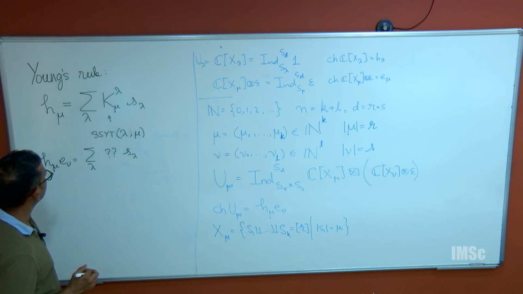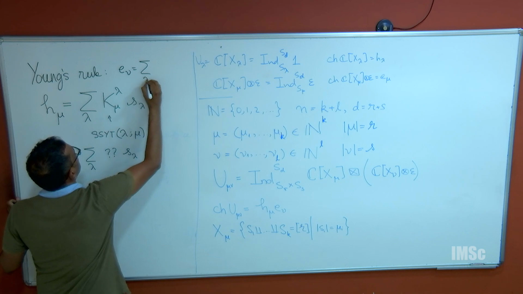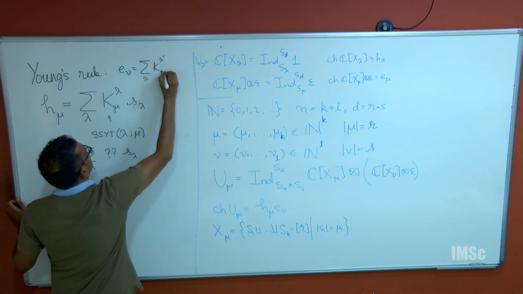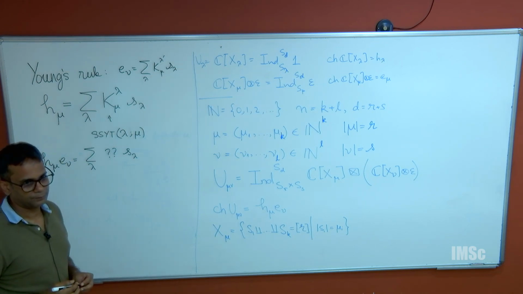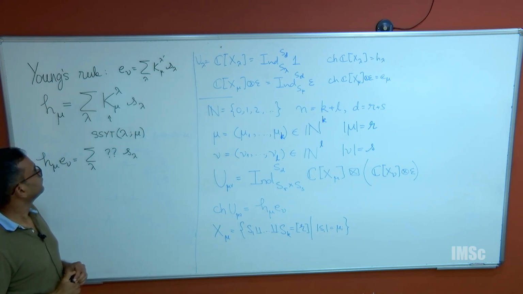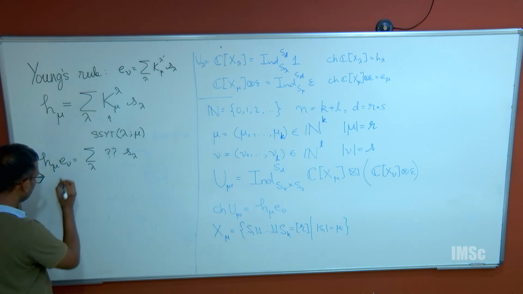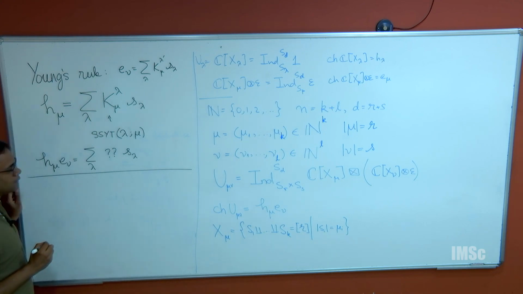No, E is also, you have to write in terms of... Yeah, so e_ν is the summation over λ of k_{λ'μ} s_λ. So what is this? If you ask this question, the notion of a super standard tableau comes about very naturally.